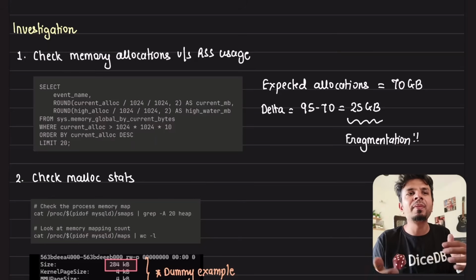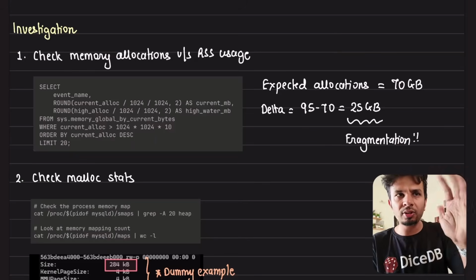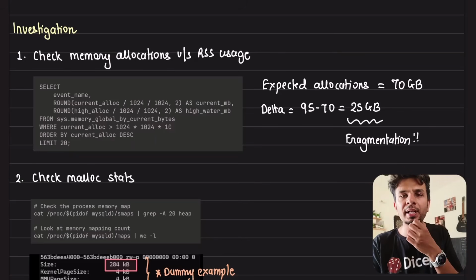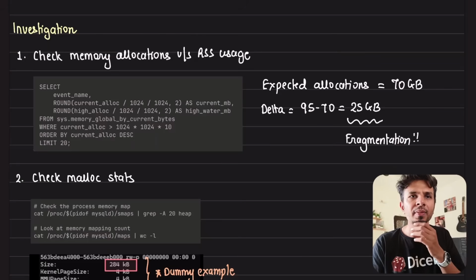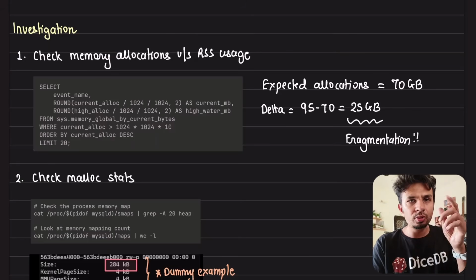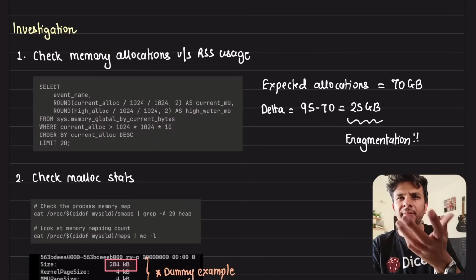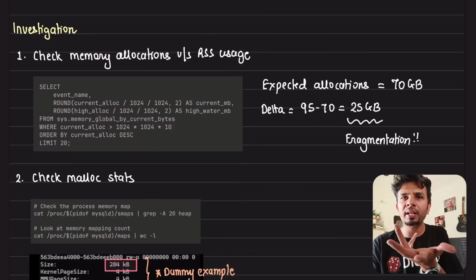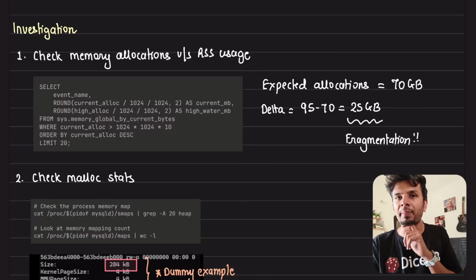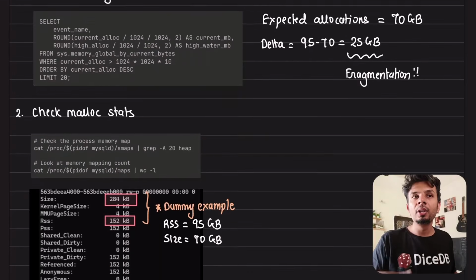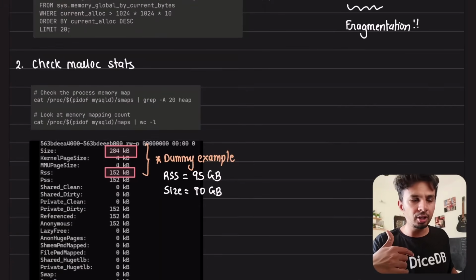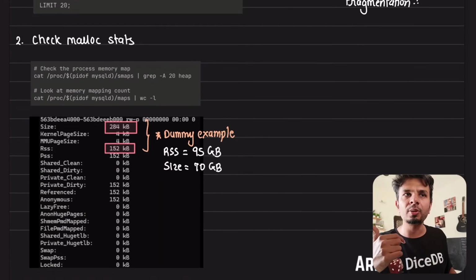Why is that the case? Imagine you run this and you see that your expected allocations are roughly 70 GB. And when you check your RSS usage, it turns out to be 95. 95 minus 70, 25. Where is this 25 coming from? What's this overhead? This is an indication of fragmentation. But you need to be sure that this is really the case. To double check, you can also look at your malloc status at the process level.